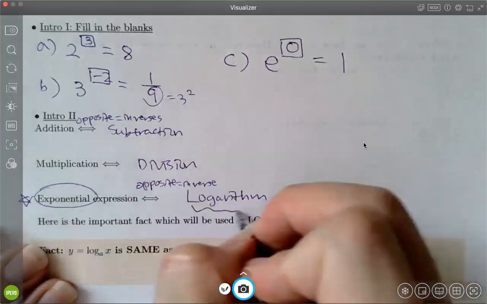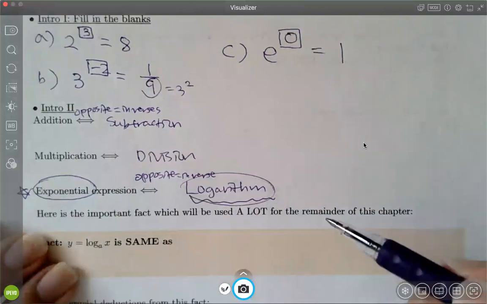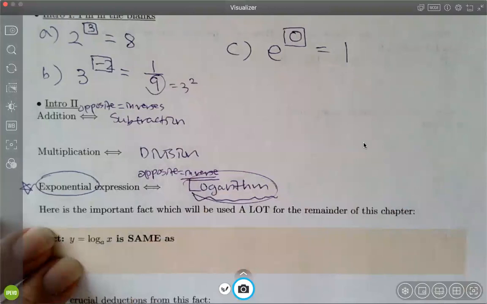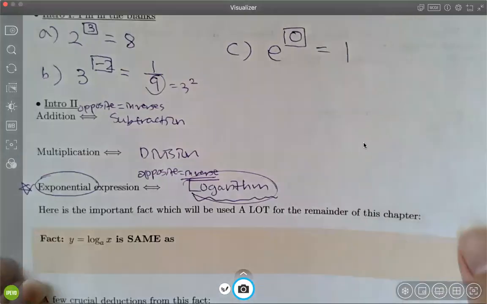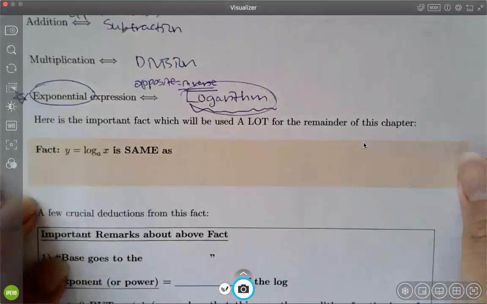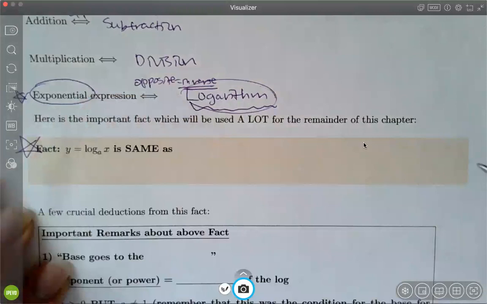Okay, so the logarithm and the exponential expression are inverses. They're opposites, which is why we cover this log after we cover exponential expression. So here are the two introductions. And now, here is the crucial fact, which will appear like a million times, not only in these two sections, but also in the next section as well.